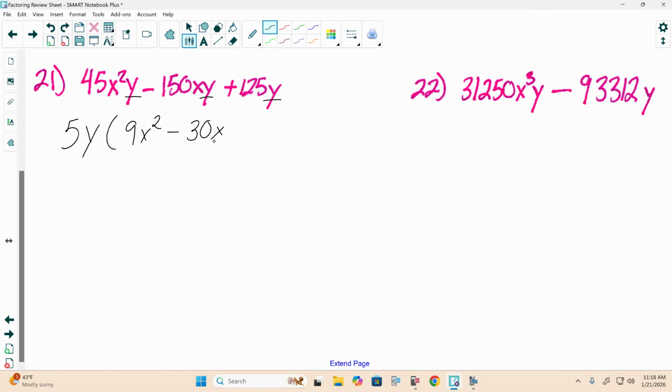Now, there is something I'm noticing. I don't know if it's going to hold true, but 9 and 30 do have a common factor of 3, yes? So there might be another common factor, but we have to wait and see. Because if I divide 125 by 5, we get 25, yes? Is 25 divisible by 3? No. If it was, then I could factor the 3 out.